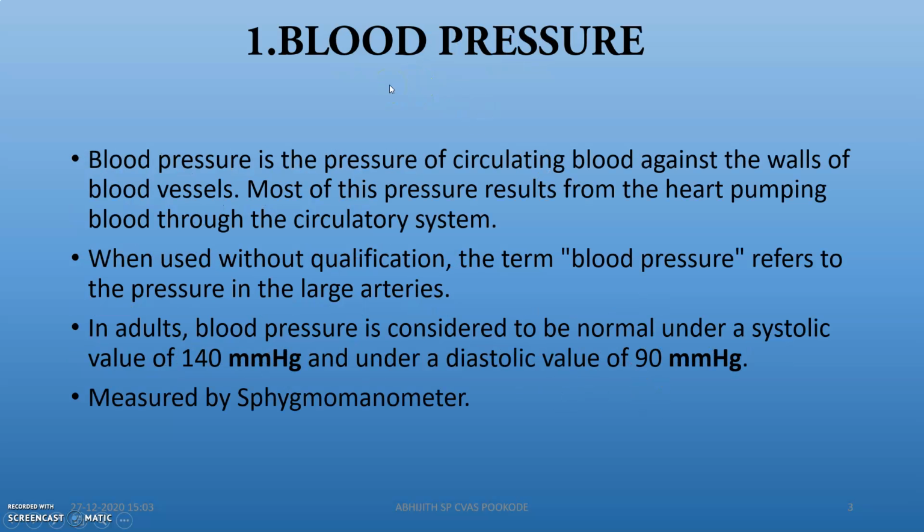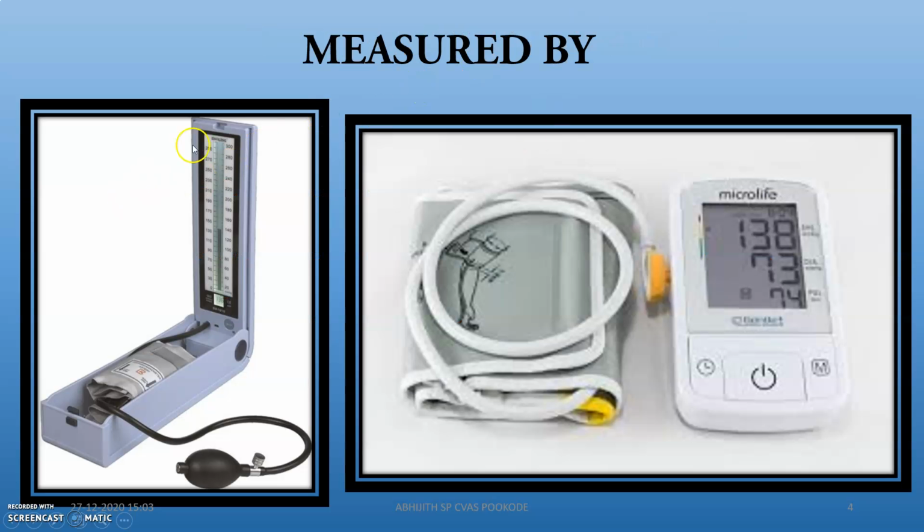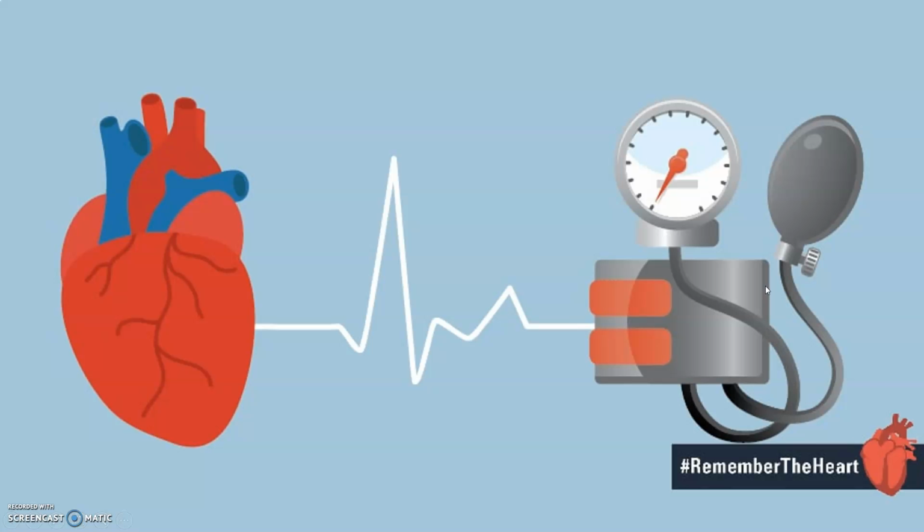So the basic thing: what is blood pressure? Blood pressure is the pressure of the circulating blood against the walls of the vessel. Whenever we refer to BP, it is the pressure in the large arteries. In adults, blood pressure is considered normal under a systolic value of 140 millimeter Hg and under a diastolic value of 90 millimeter Hg. It is measured by a sphygmomanometer. This is the sphygmomanometer and this is the digital BP measuring instrument.